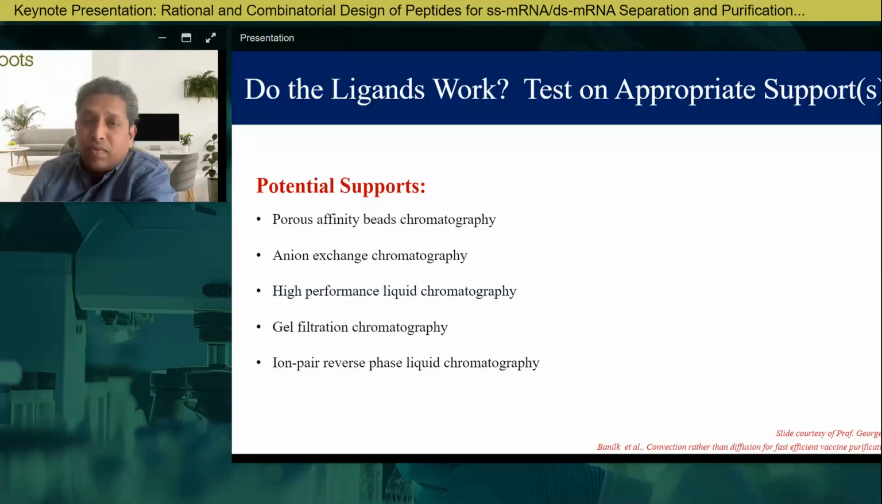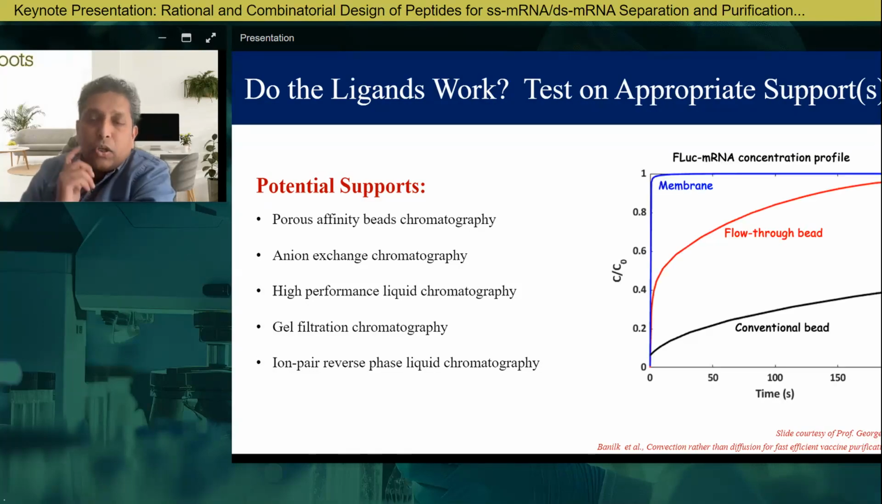You have your porous affinity beads, your gel filtration, you have other kinds of chromatographic approaches. We work on two-phase affinity precipitation approaches as well. And we could spend the whole day thinking about which one is the right support. That's not really the goal here. The goal is to show that what we have discovered are valid ligands.